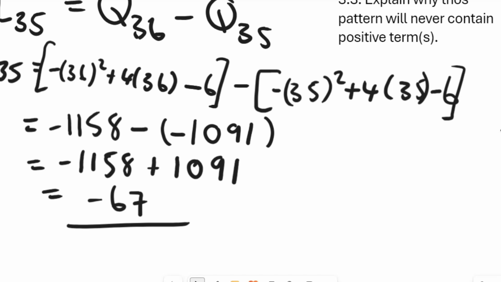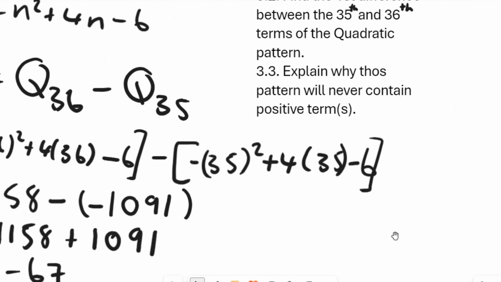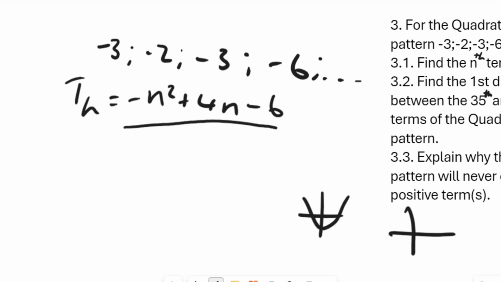Okay. Now the last question says 3.3. Explain why, sorry about the spelling there. Explain why this pattern will never contain positive terms. Okay. Let's go and explain why they will never contain positive terms. So there are many ways to do this one. We say, according to this quadratic, remember quadratic, when you sketch it as a function, quadratic function, it's either a smiley face or it's a sad face like that.